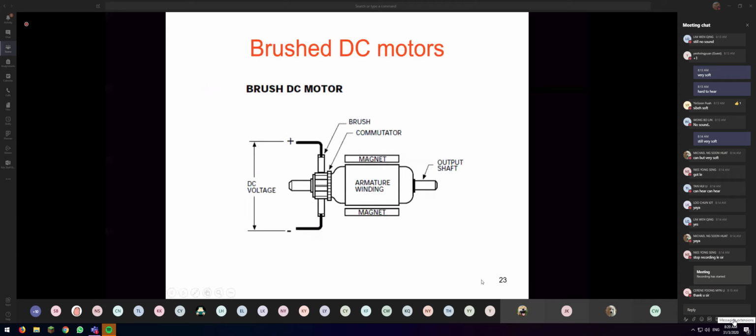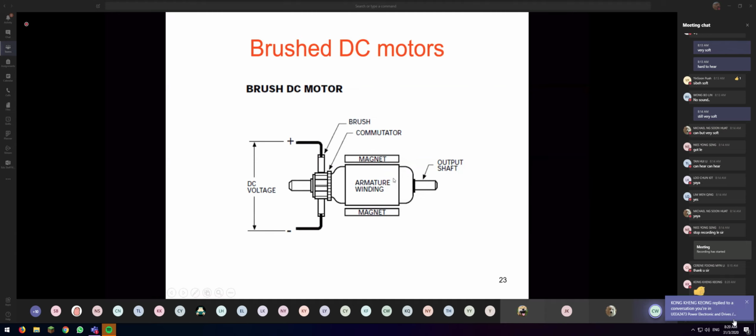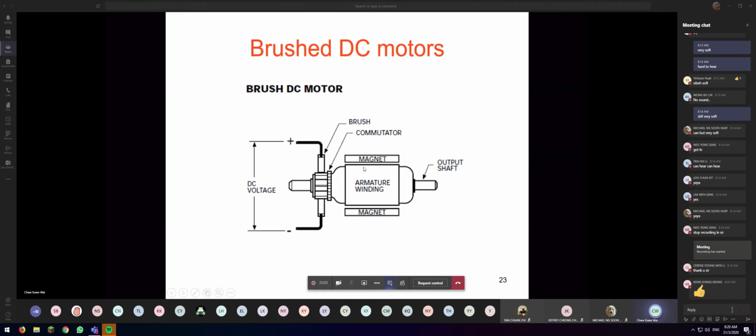Okay, so this slide shows you the design of the DC motor. You see, actually the DC motor could be very simple as well. So you have a magnet. The purpose of the magnet is to produce the flux. I use the drawing pen to demonstrate to you. This is my drawing pen.